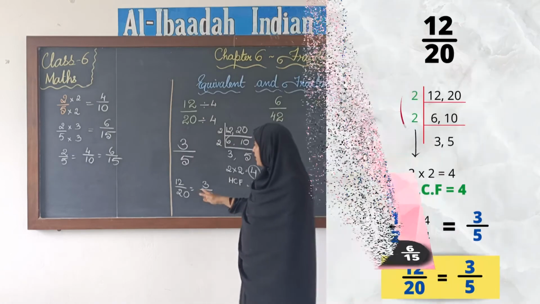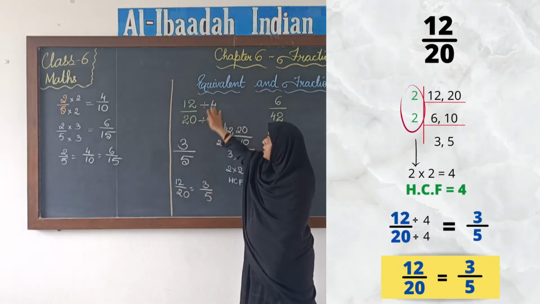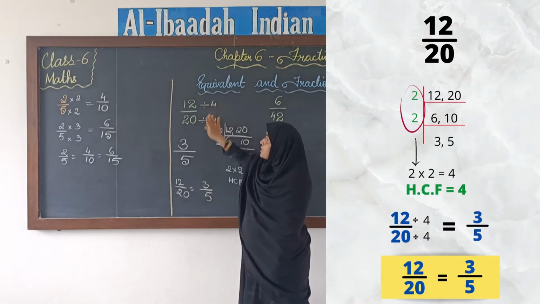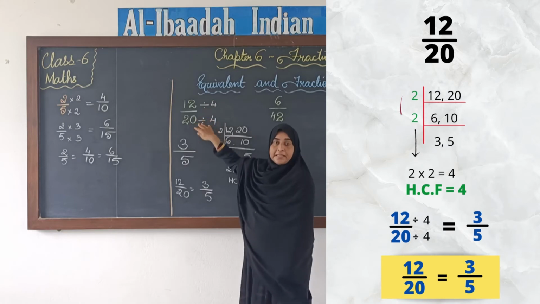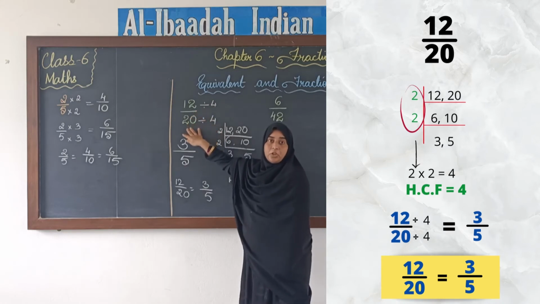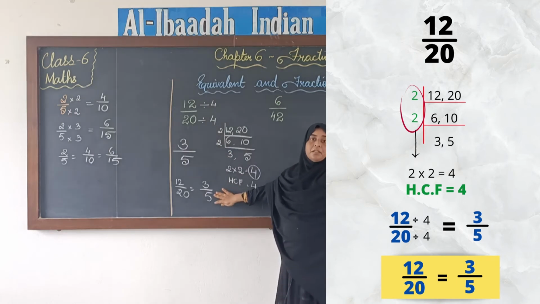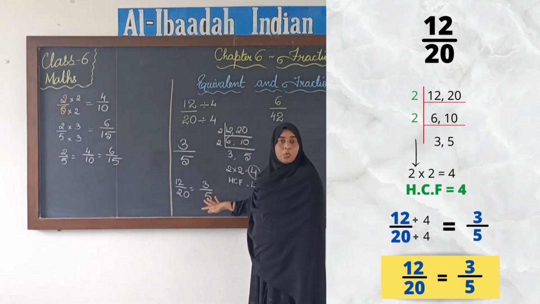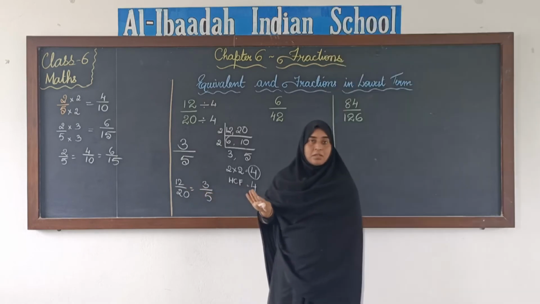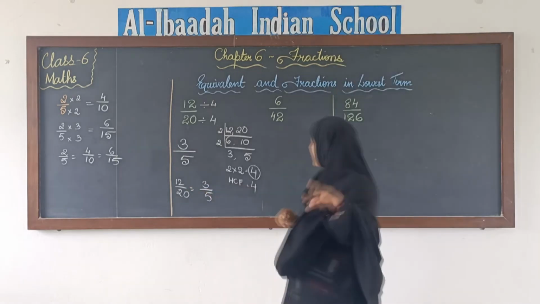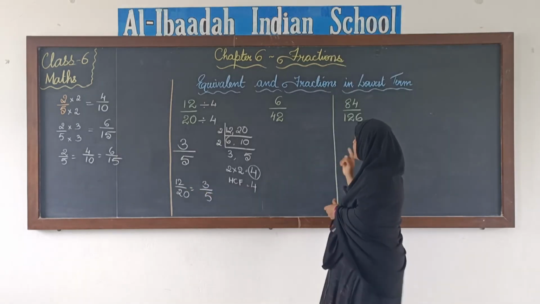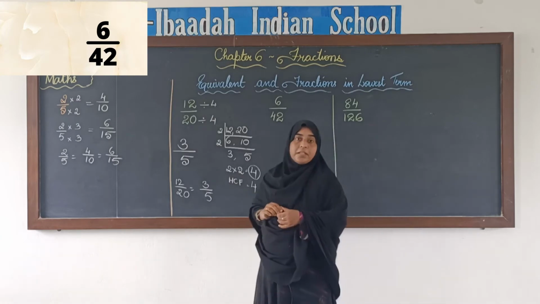Clear? So, when we find the equivalent fraction with this method, by finding the HCF and dividing the numerator and denominator, the equivalent fraction that we get will be in the simplest form or the lowest form of the fraction. I hope you have understood. We will try one more example, that is 6 by 42.